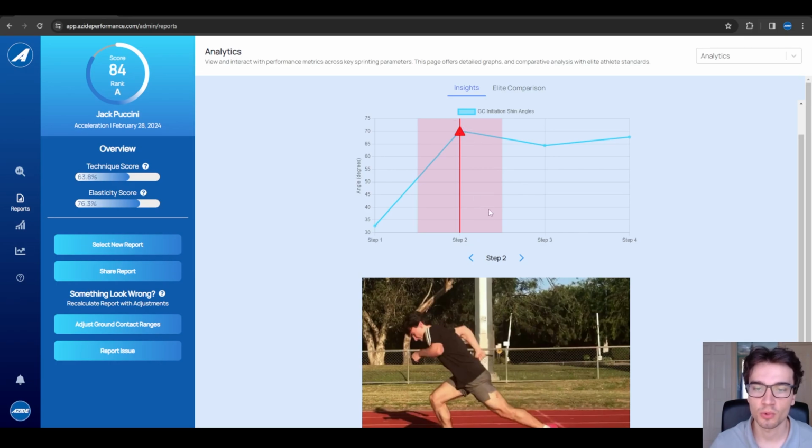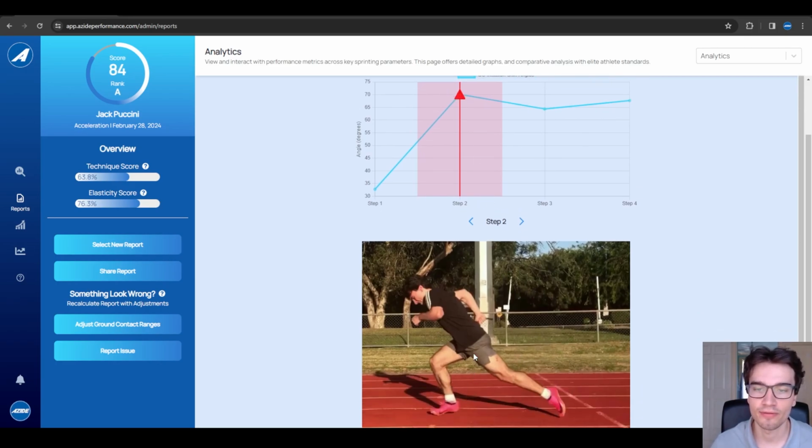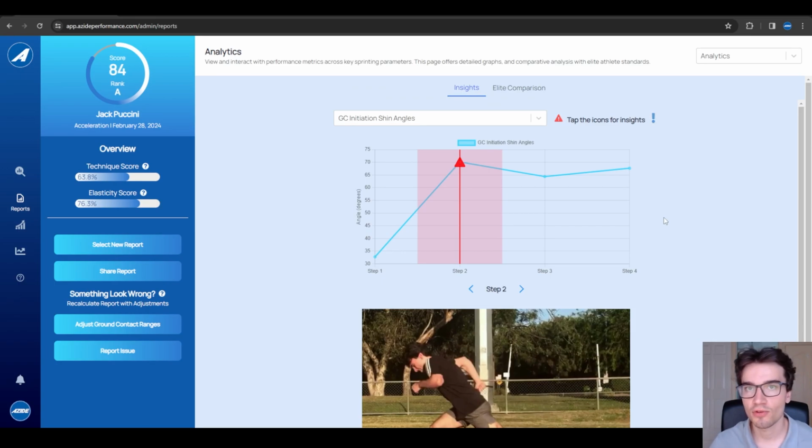But because we've got this warning here as well, again, it's very indicative of overstriding, which basically means, if you're not familiar, that the athlete's just striking too far forward, which is not allowing us to properly direct force in the backwards horizontal direction. And therefore it's slowing us down.